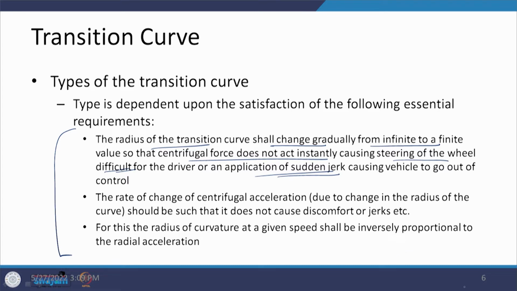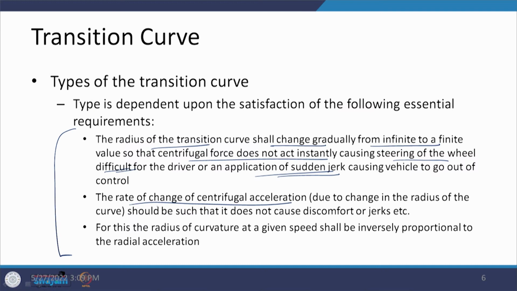Now, another thing: you are going towards a circular curve on which a centrifugal force is going to act. Therefore, the rate of change of centrifugal acceleration is another thing which needs to be looked at, and it should be such that it does not cause any discomfort or jerk. For this, the radius of curvature at any given speed shall be inversely proportional to the radial acceleration. So, if we say the radius of curvature, the radial acceleration A r is inversely proportional to that, but this is for a given value of the speed.